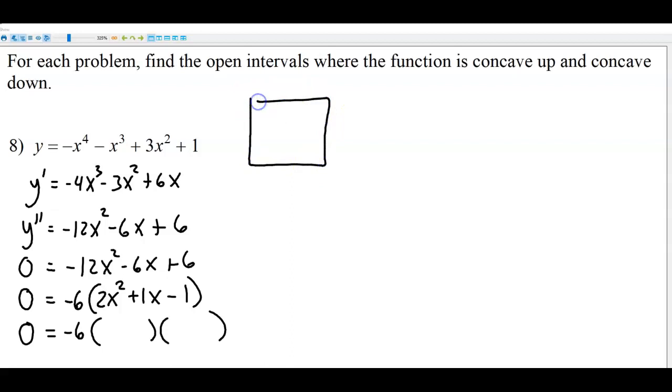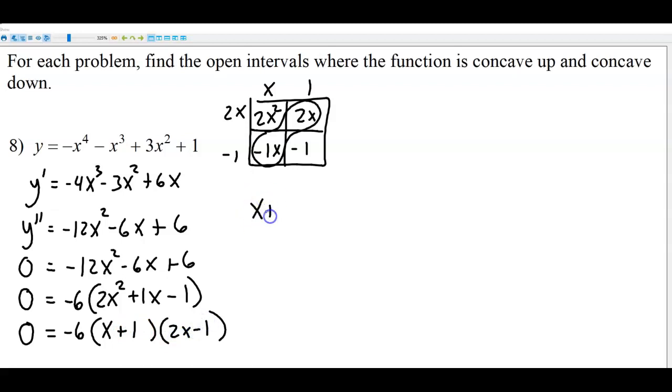Box method. What times what makes 2x squared, and what times what makes -1? Let's see. I'll try 2x and x. I'll try 1 and 1. And the question is, which one of those ones is negative? I'm going to try that one. Let's fill in our box. These should add up to make the middle, which they do. So we're in good shape. It's x plus 1 and 2x minus 1. Then we're going to set each one of those factors equal to 0 and solve.